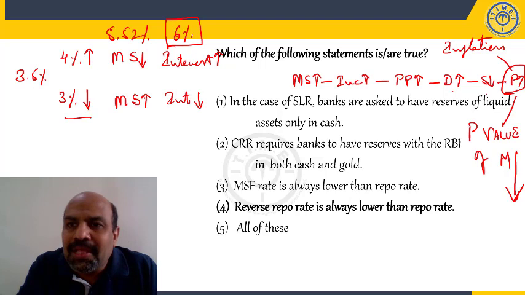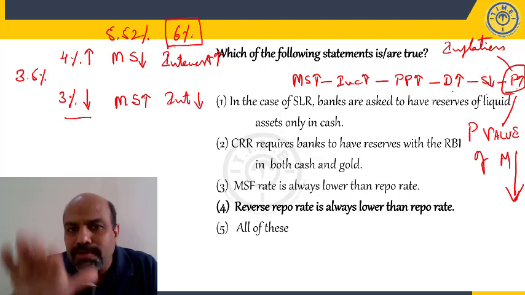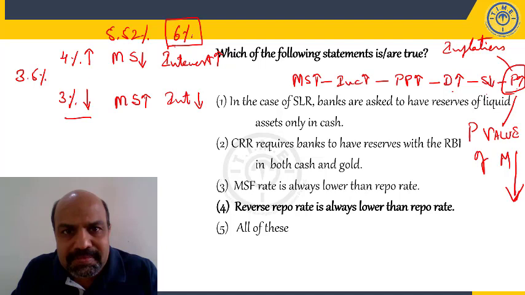You understand that? When you don't borrow, what will happen? The demand for goods and services decreases. When the demand decreases, what will happen to the prices? Prices will also decrease. Inflation comes down. This is how it works. A rise in interest rates, both deposits and loans, makes loans expensive.